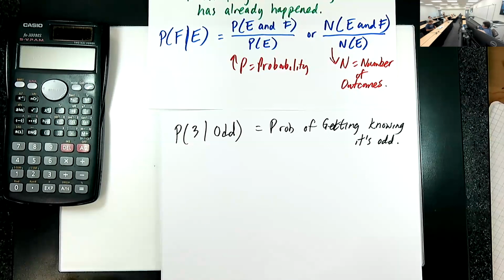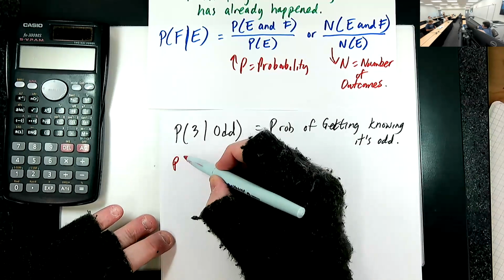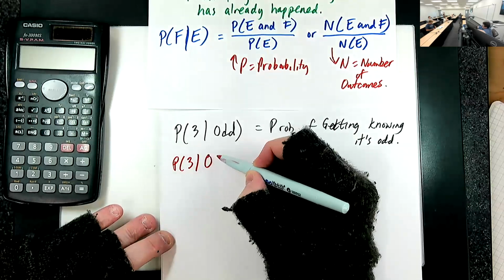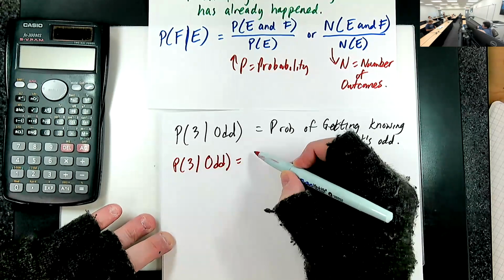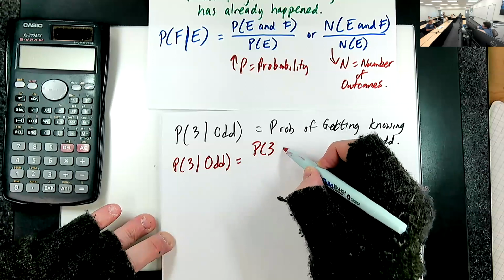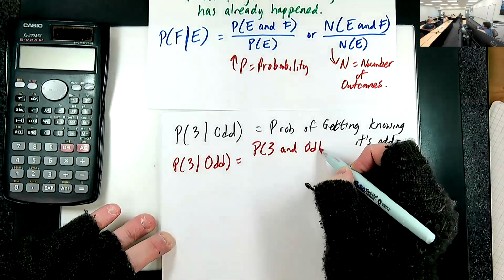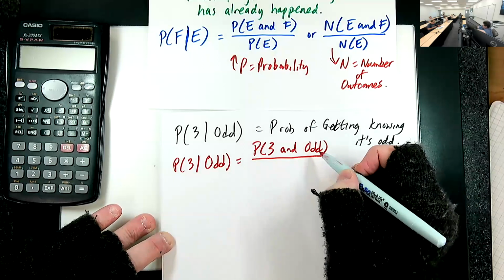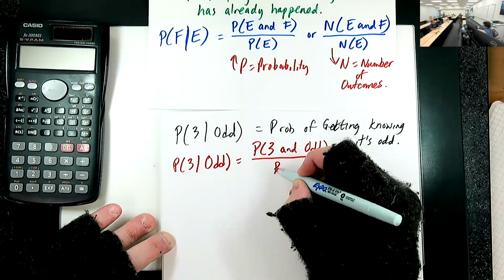Okay, so the probability of 3 given odd is the same as the probability of 3 and odd over the probability of odd.